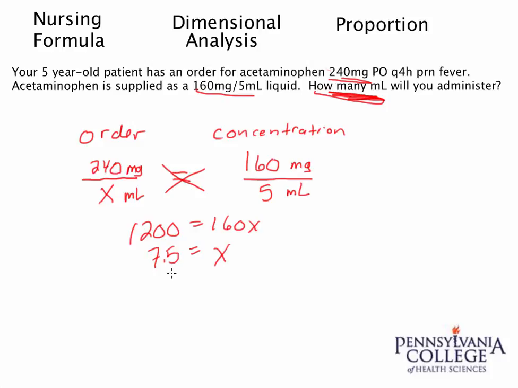Notice we're not going to leave our answer like this. We do know that our unknown is 7.5. Well, our unknown is being represented by the amount of milliliters. So again, our solution is 7.5 milliliters of this medication needs to be supplied.